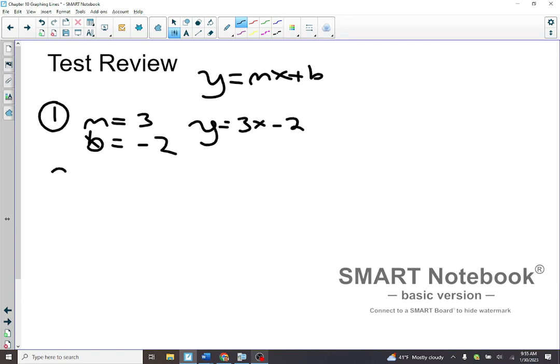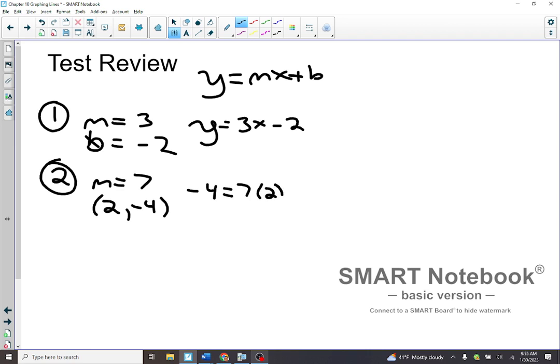Number two: the point (2, -4), with m equals 7. So -4 equals 7 times 2 plus b. I don't know what b is, so I'm just going to find it. Plugging in, -4 equals 14 plus b. Subtract 14 from both sides: -18 equals b.